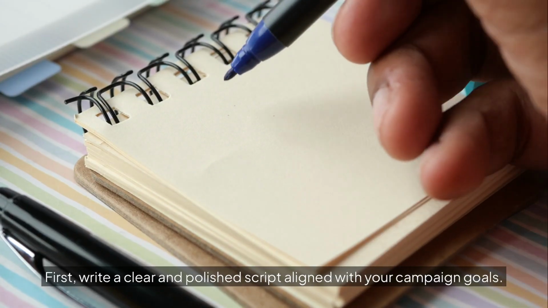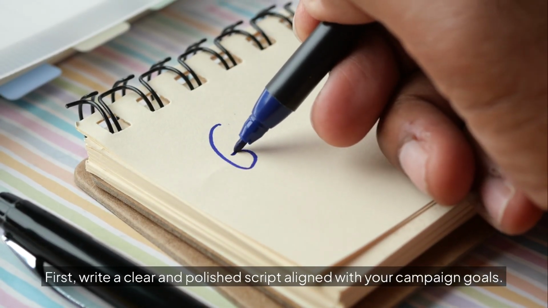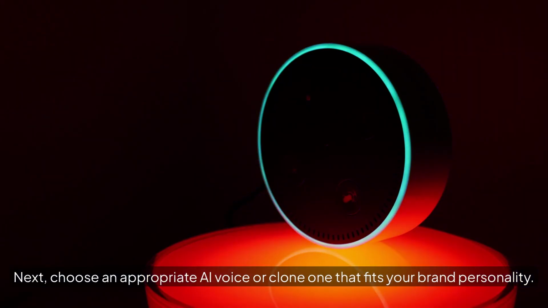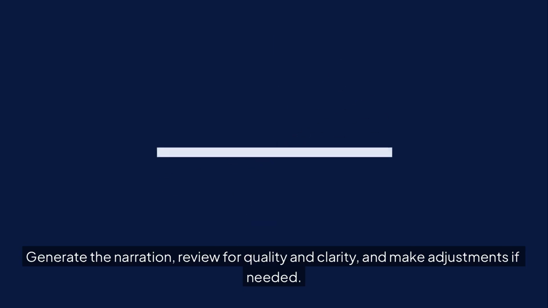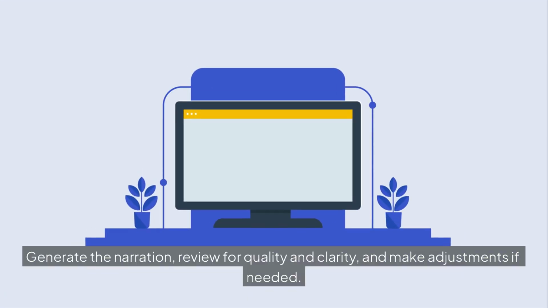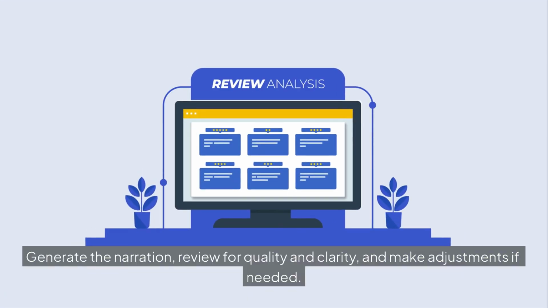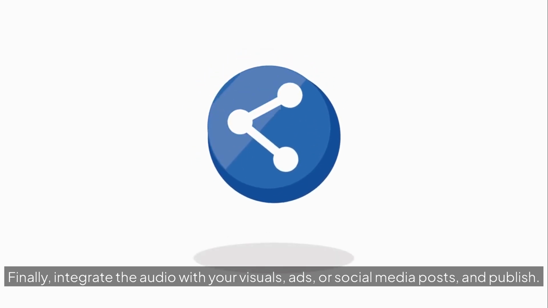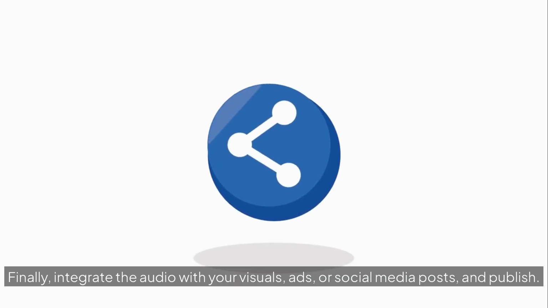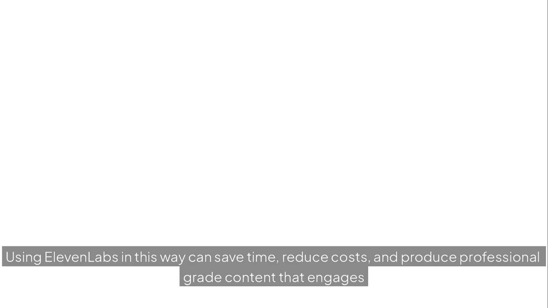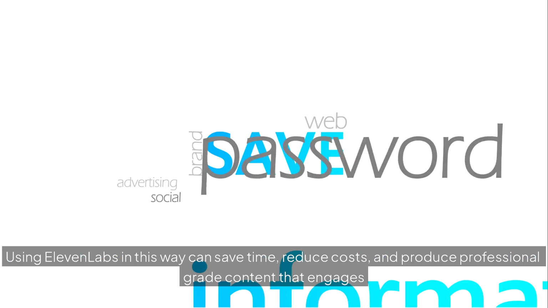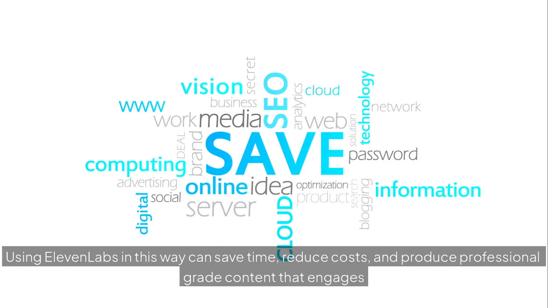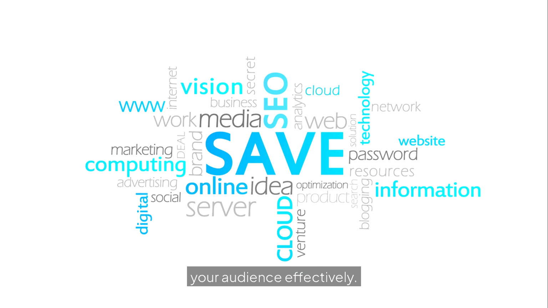A simple workflow for marketing content could look like this. First, write a clear and polished script aligned with your campaign goals. Next, choose an appropriate AI voice or clone one that fits your brand personality. Generate the narration, review for quality and clarity, and make adjustments if needed. Finally, integrate the audio with your visuals, ads, or social media posts and publish. Using ElevenLabs in this way can save time, reduce costs, and produce professional-grade content that engages your audience effectively.